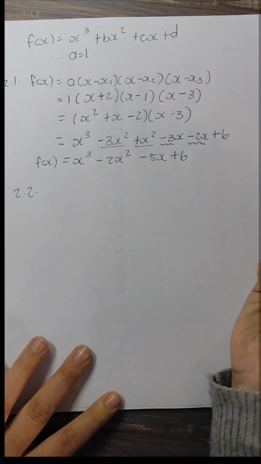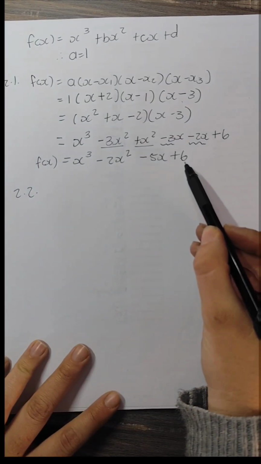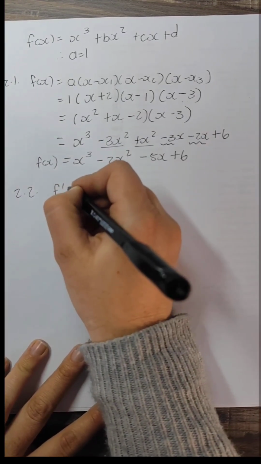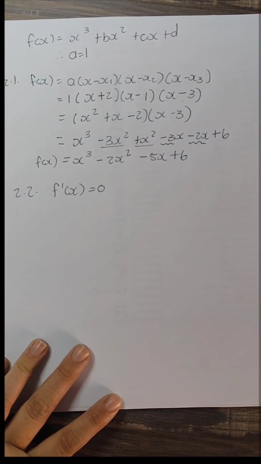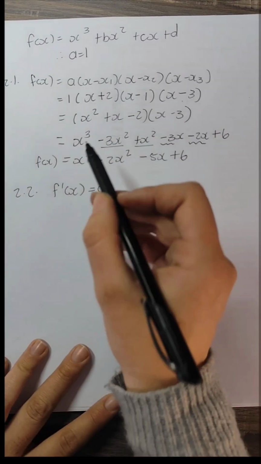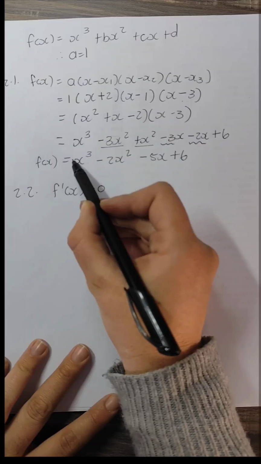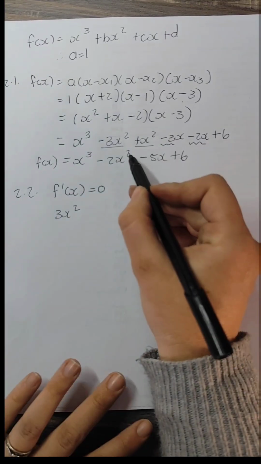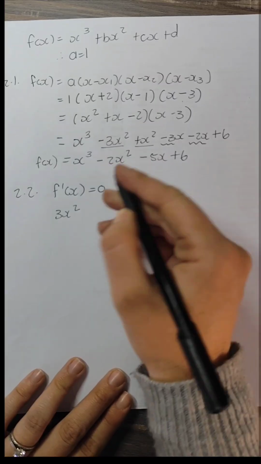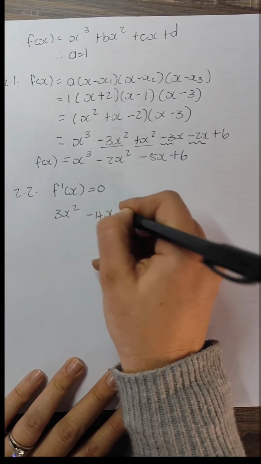So by 2.2 now, we have our f of x formula. So we want to find our first derivative and equate it to 0 to find the x value of the turning point. So let's go. First derivative: times it to the front, minus 1, 3x squared, times it to the front, minus 1, negative 4x.